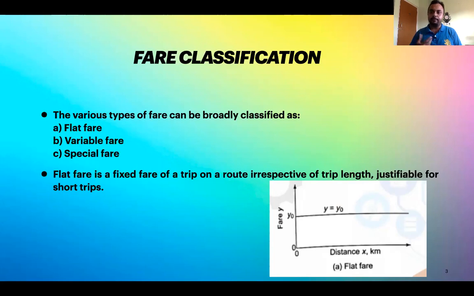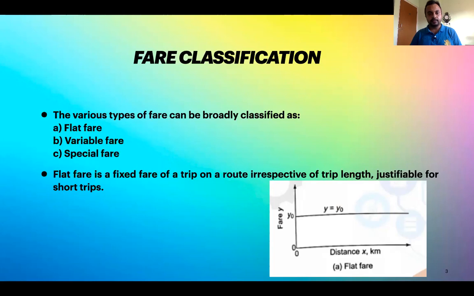If I'm moving a short distance, then also it's 18 rupees. If I am moving a further greater distance, then also the fare is fixed as 6,000 Vietnamese dong, or in Indian currency it is 18 rupees. Next is the variable fare. So it is the common fare that we see in any places, that is from one point to another.